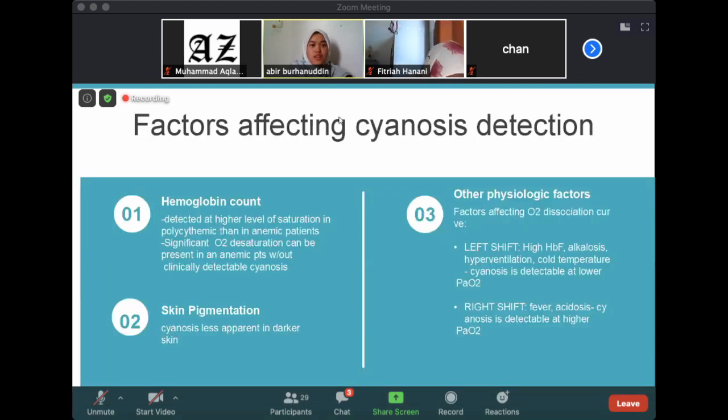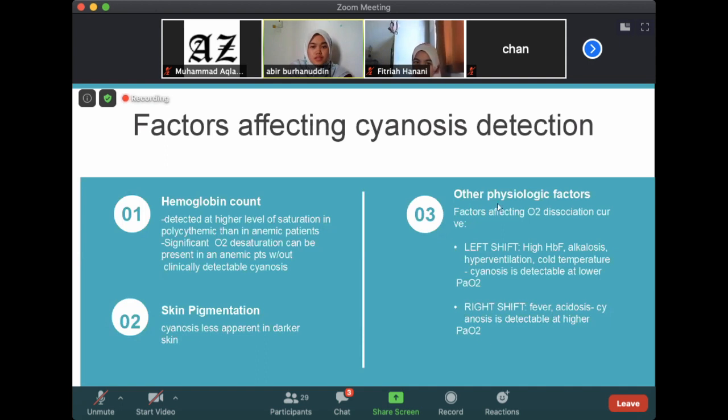Okay, then factors that affect the cyanosis. The first one is hemoglobin count. In a polycythemic patient, we can detect the cyanosis at a higher level of oxygen saturation. Meanwhile, in a severely anemic patient, they may not detect the cyanosis. And the second one is skin pigmentation. Cyanosis is less apparent in darker skin.